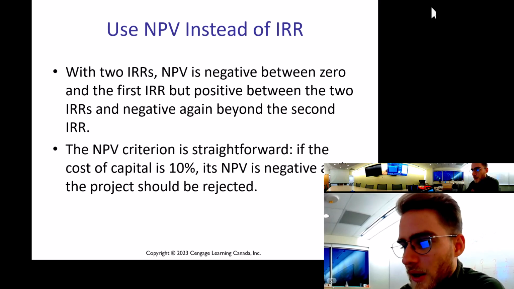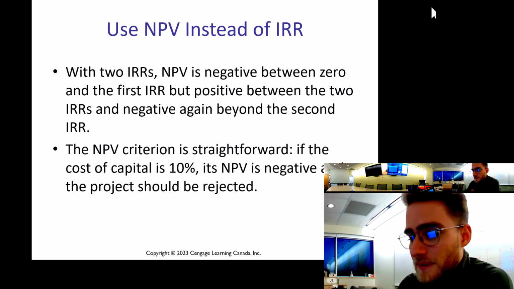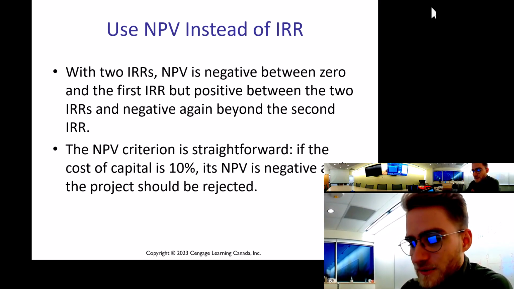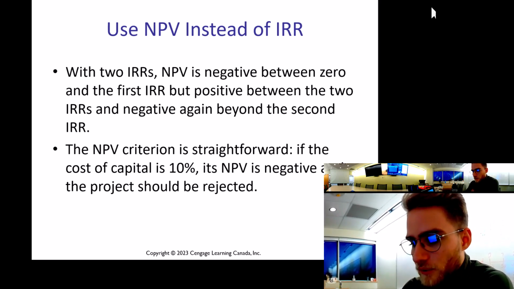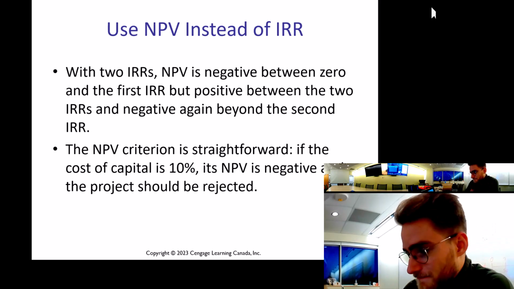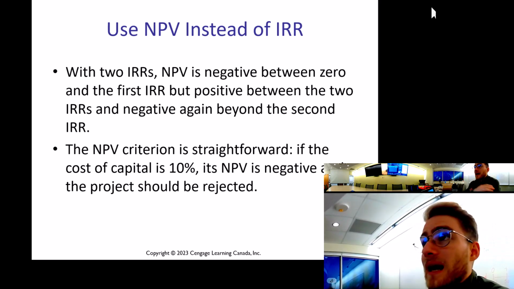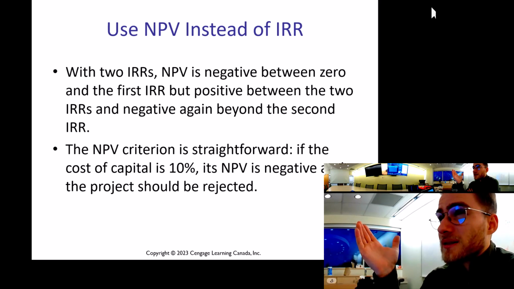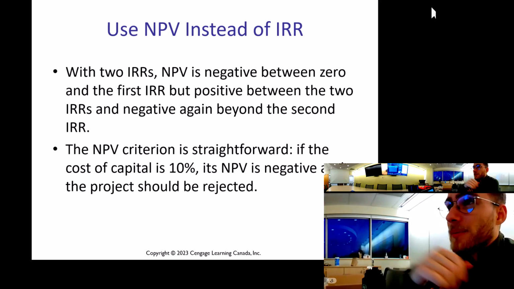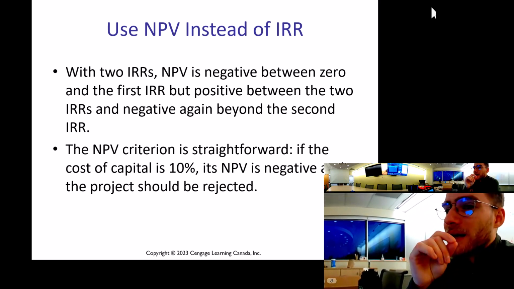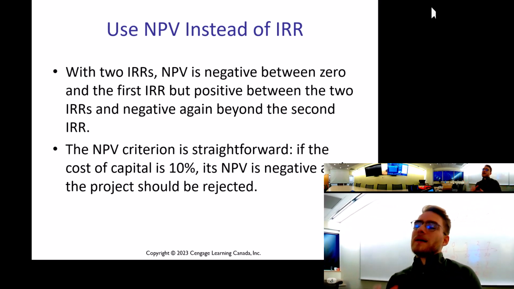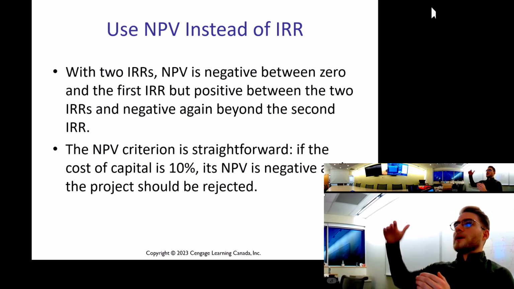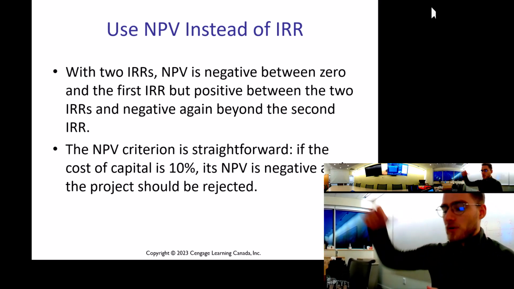So with two IRRs, NPV is negative between 0 and the first IRR, but positive between the two IRRs, and negative again beyond the second one. So the NPV criterion is straightforward. If the cost of capital is 10%, its NPV is going to be negative. As the cost of capital increases, though, the NPV will have less of a negative impact, and eventually when we exceed 25%, the NPV will be positive.